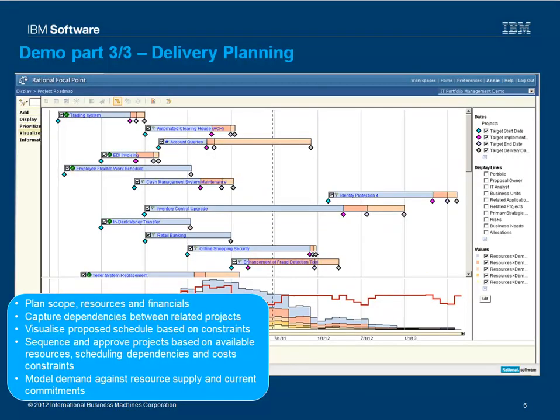In the third part of the demonstration, we're going to look at how we can plan for delivery based on the constraints of people and money and time. We're going to look at how we can define the scope for a particular initiative and how we can model the capacity of resourcing that's required to deliver that. And then we'll look at how we can graphically build up a roadmap for change, and then how we can shift this around depending on some of the constraints.